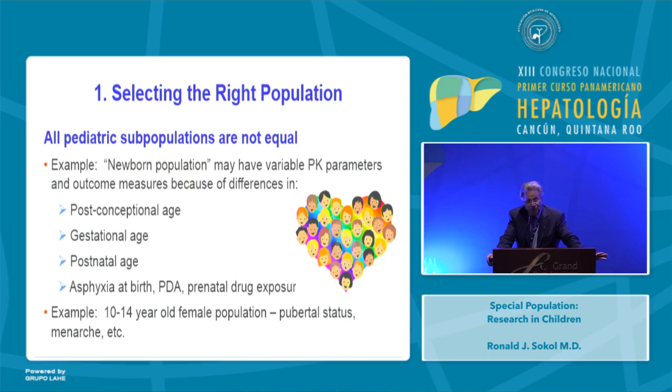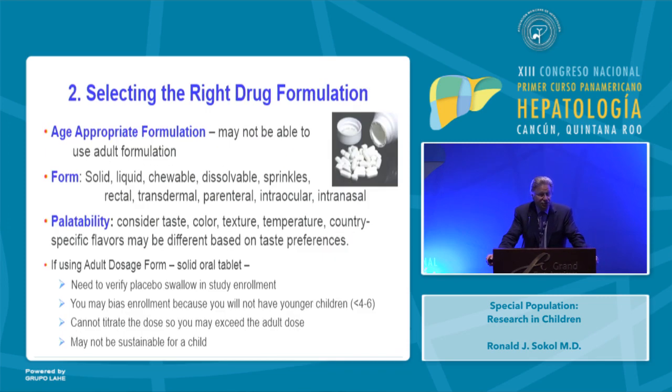This is not just newborns. It can be, for instance, teenagers. If you have 10 to 14-year-old girls that you're studying, some of them may be prepubertal, some of them may be undergoing puberty, some may be postpubertal, some may actually have already had a pregnancy. And this dramatically affects liver metabolism, hormonal status, and pharmacokinetic response to drug doses. So one has to keep all of that in mind.